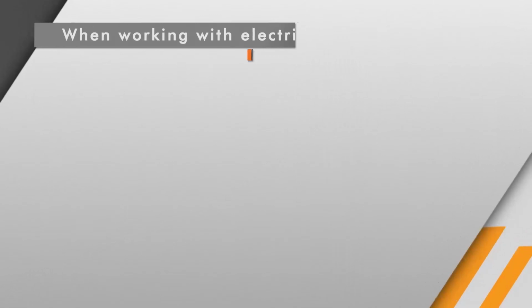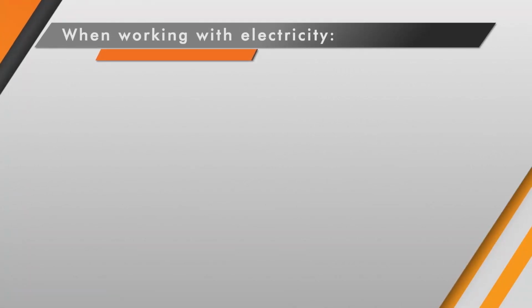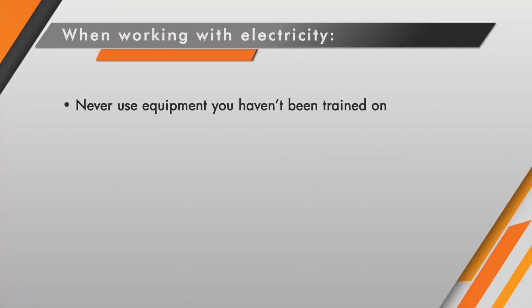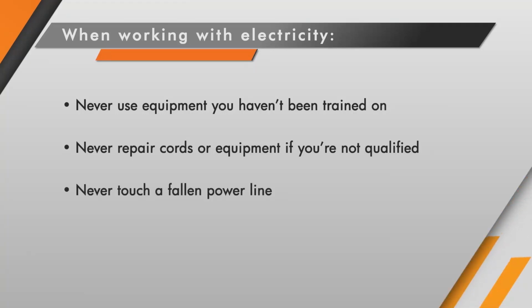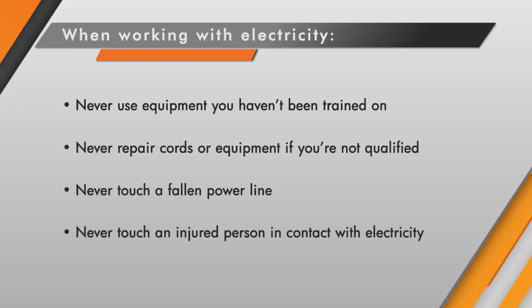There are a few things you should avoid doing to stay safe as well. Do not attempt to handle electrical equipment you haven't been trained on. Never try to repair electrical cords or equipment if you're not qualified to do so. Avoid contact with a fallen power line. Never assume it's safe to touch, even if it appears to be insulated. And do not touch an injured person who may still be in contact with an electrical source.